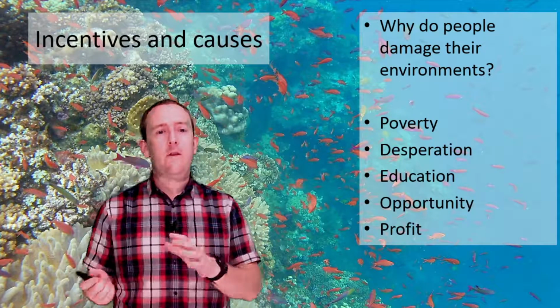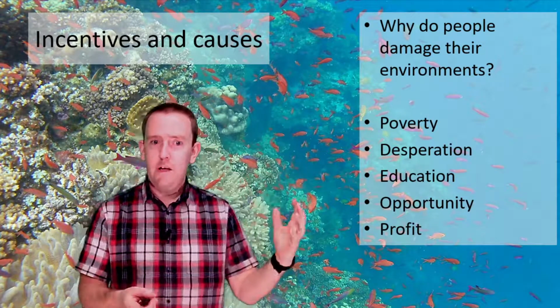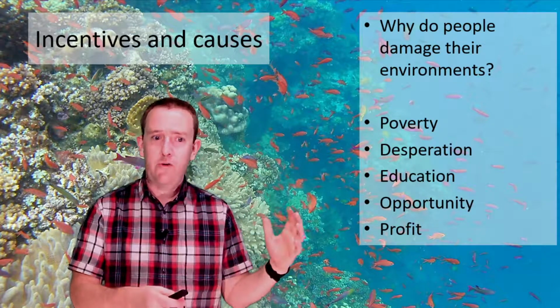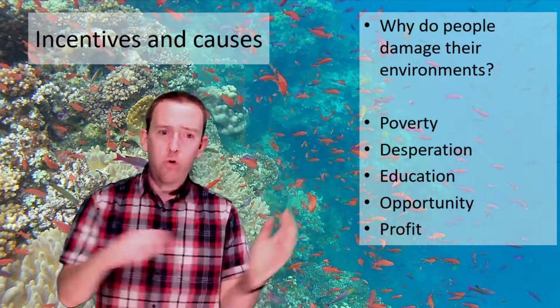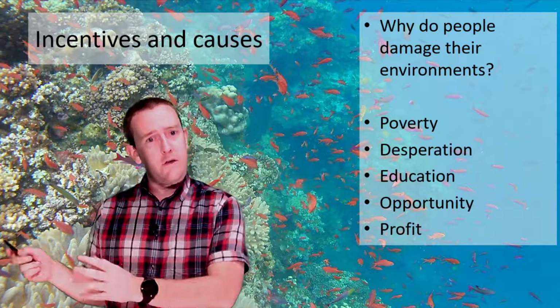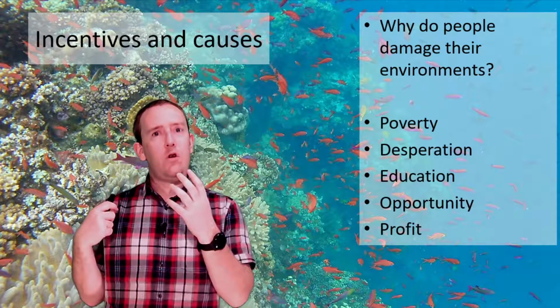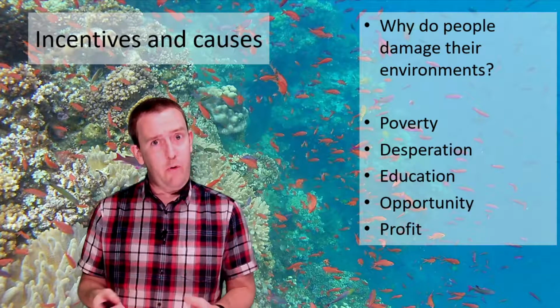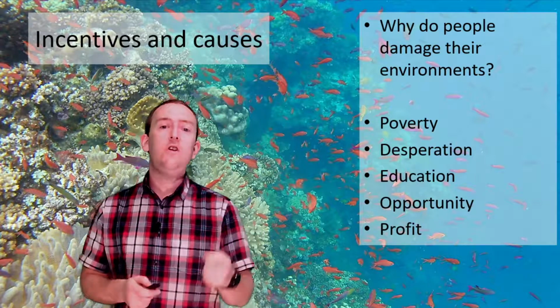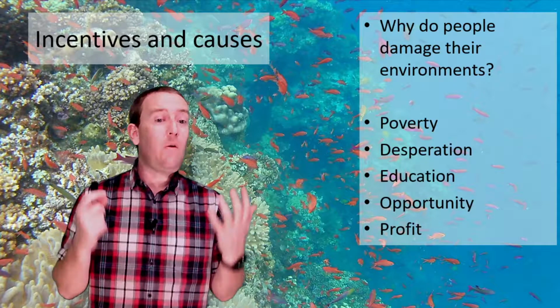Let's go to another example. So that's sort of the UK, one of the wealthiest countries in the world, very old protection methods. Let's go all the way back to the other side of the spectrum here, where we're going to talk about maybe more of the developing part of the world, the poorer parts of the world. So why do people damage their environments? Well, it's not because they want to.